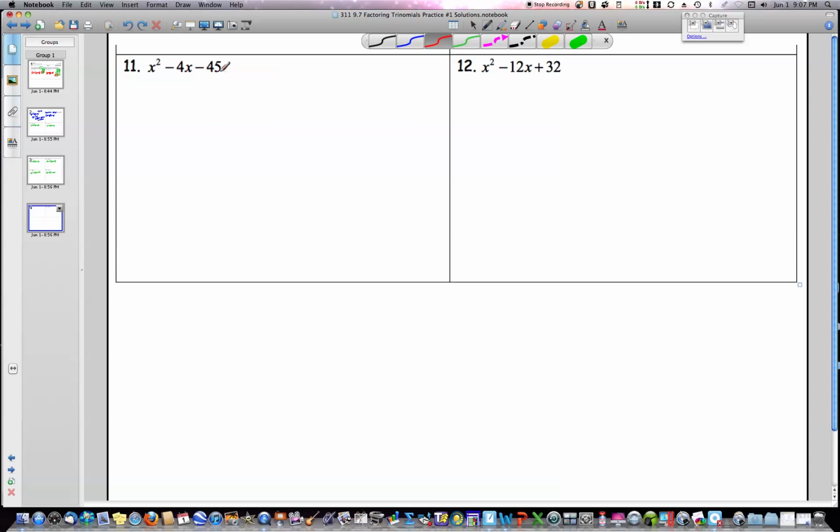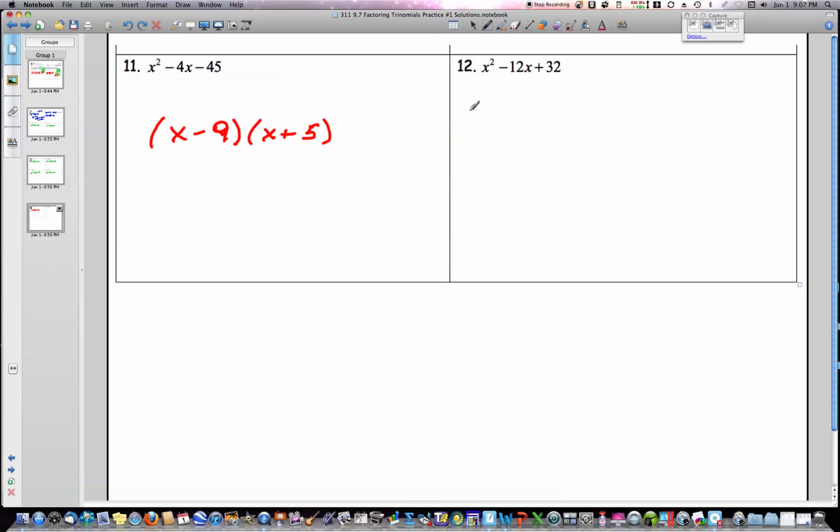Negative 9 times 5 is negative 45. Negative 9 plus 5 is negative 4. So this is x minus 9, excuse me, caught that, and x plus 5.